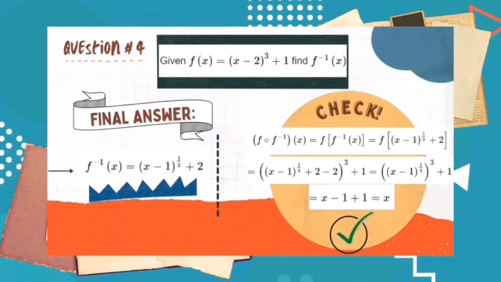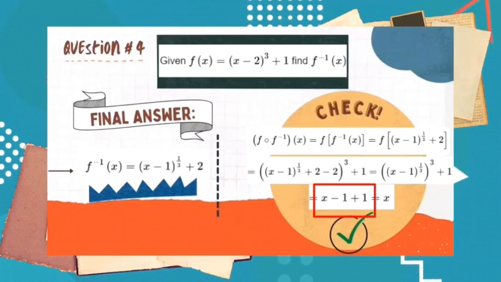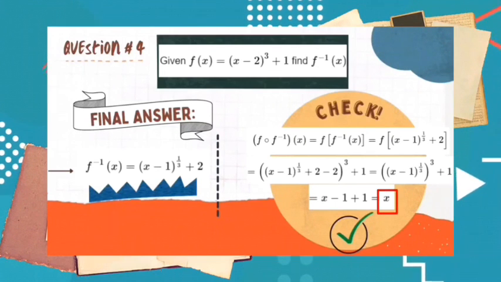First, we should follow the PEMDAS rule. 2 minus 2 is 0, so we are left with the next equation. Following the rule of exponents, the exponent 3 can cancel out the 1/3 exponent, so we are left with x minus 1 plus 1. This then gives us a final answer, which is x. Therefore, our answer is correct.